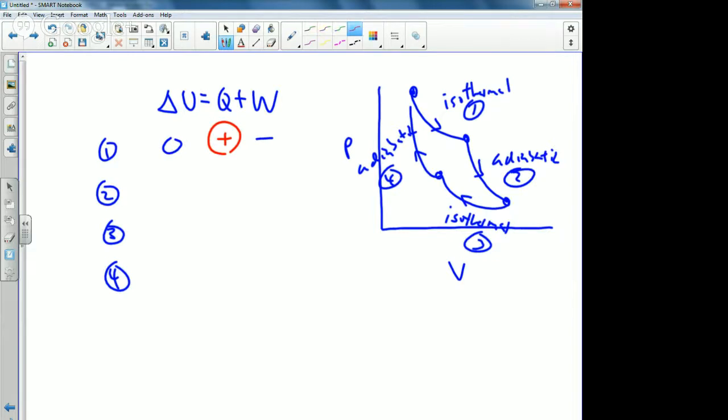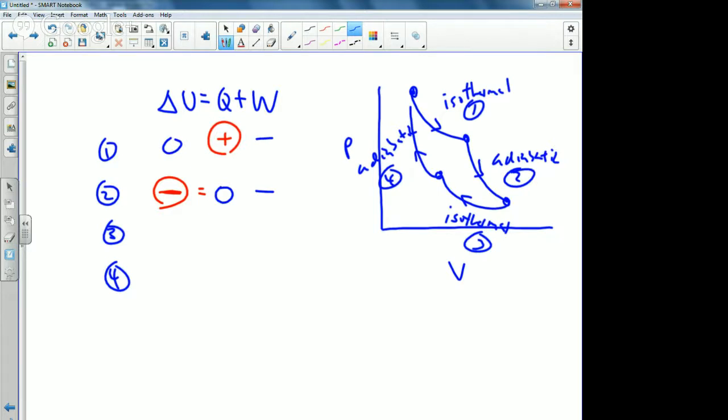An adiabatic expansion, what do I know? There's no heat transfer, because that's what adiabatic means. But because it's an expansion, work is done by the system, so therefore delta U must be negative. Because negative equals 0 plus a negative number.